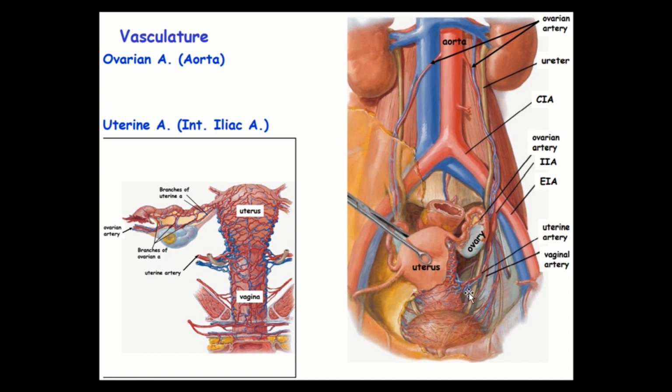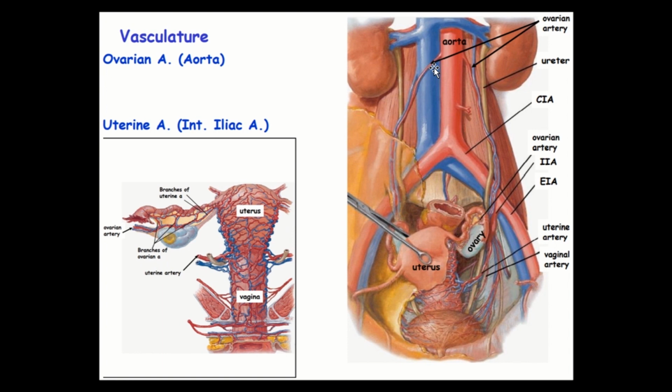However, on the left side, we can see that the ovarian vein doesn't drain into the IVC. In fact, it drains into the left renal vein. So there's a difference in terms of the drainage of the ovarian veins on the right and the left side. The arteries, on the other hand, are both coming off from the abdominal aorta.